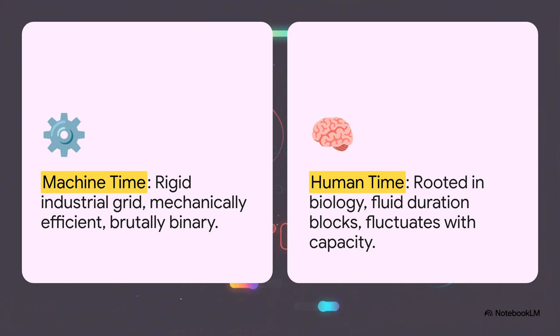But human time? That's entirely different. It's rooted in our actual biology. It measures our day in fluid blocks of duration. And most importantly, it respects that our availability naturally fluctuates with our personal capacity and energy. It's a living, organic reality completely at odds with that unyielding machine.